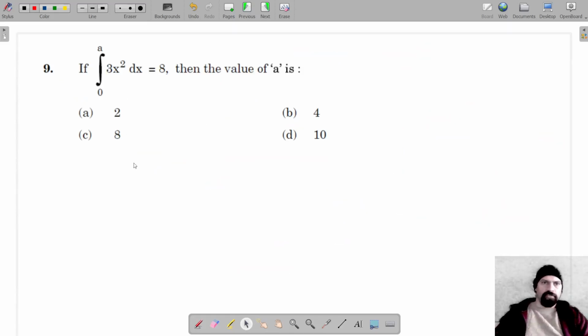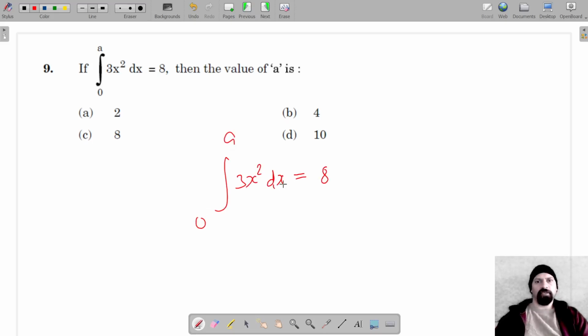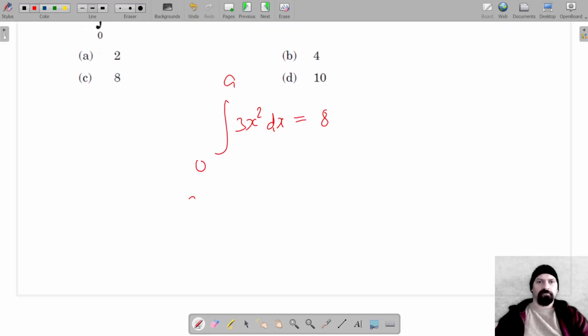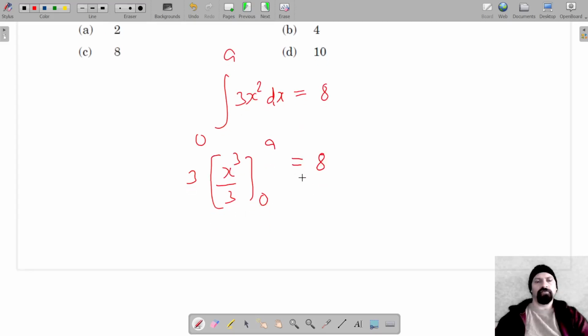Okay, for the next question, there is an equation: the definite integral of 3x squared is equal to 8, and we have to find the value of a. So this is the integral from 0 to a of 3x squared dx, equal to 8. Let's take 3 out. The integration of x squared would be x cubed by 3, and let's evaluate for the limit 0 to a, which is equal to 8.